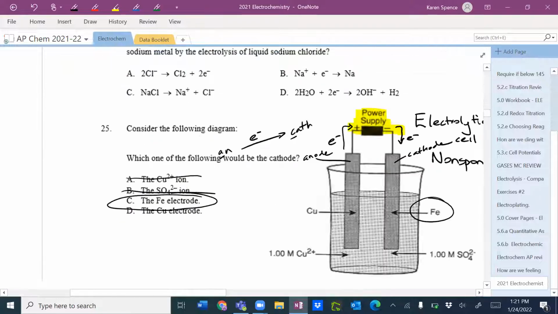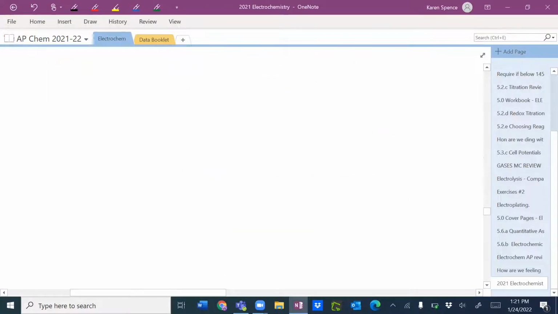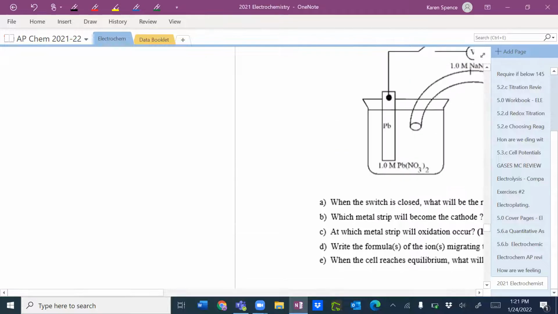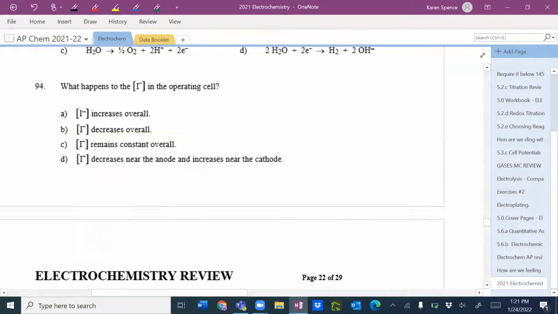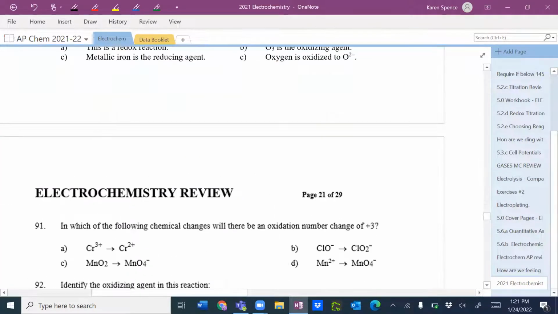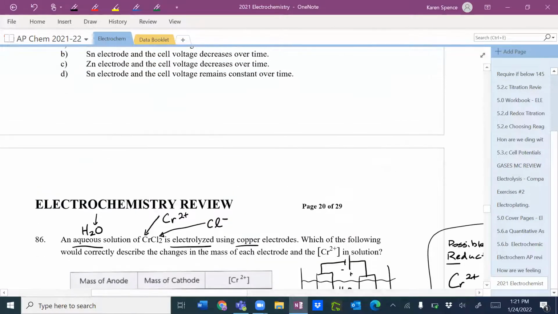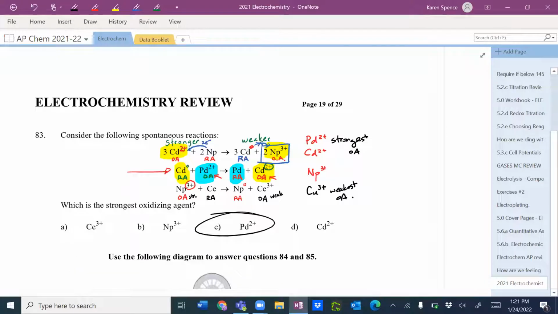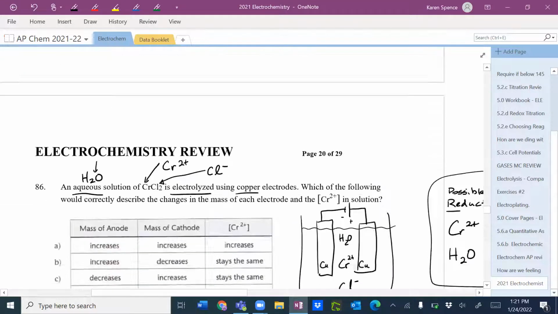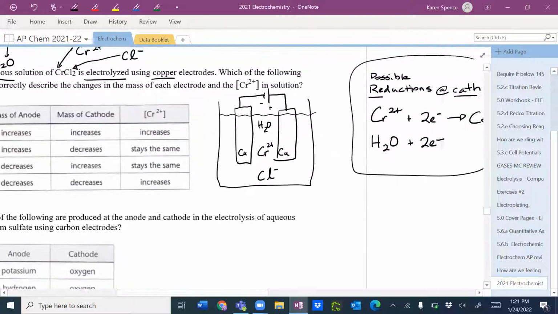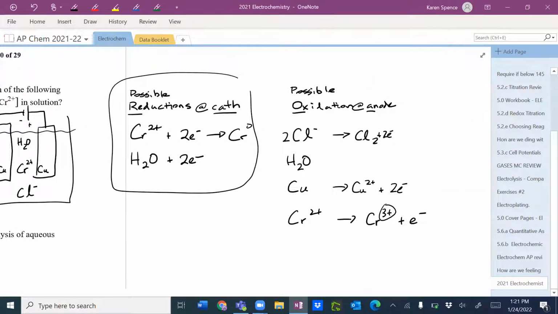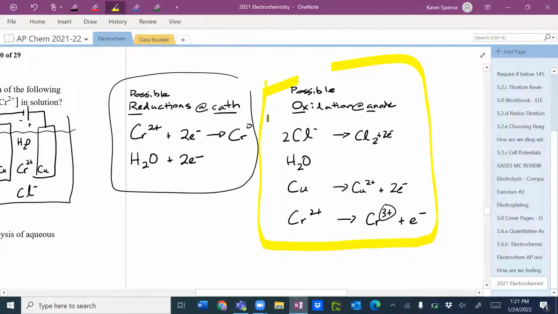Oh my God, why are we all the way back at the beginning? Where'd we go? So we had possible oxidations at the anode. We have Cl minus, H2O, copper, and chromium 2 plus.